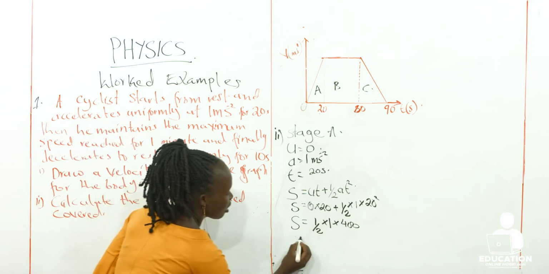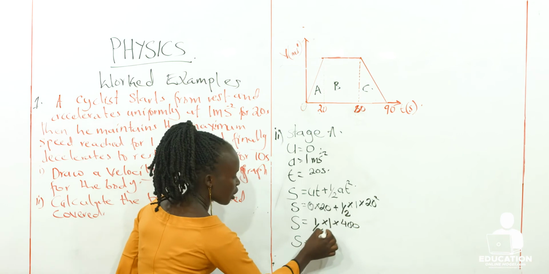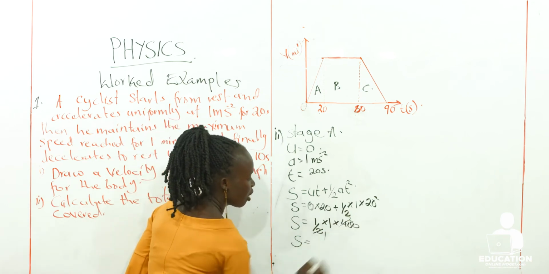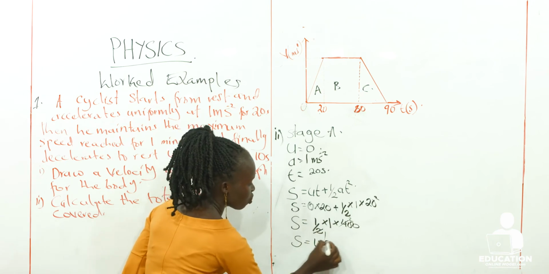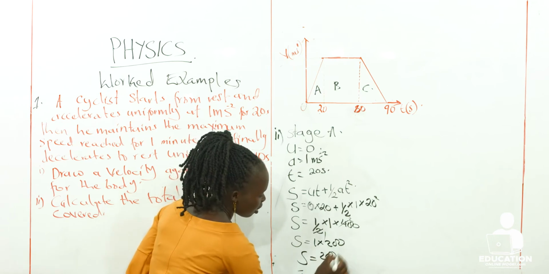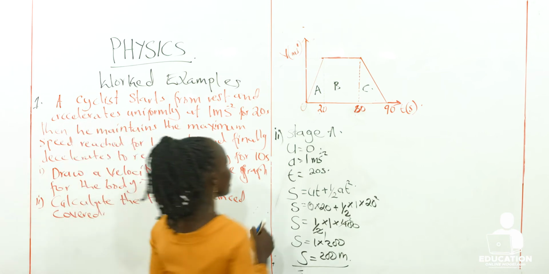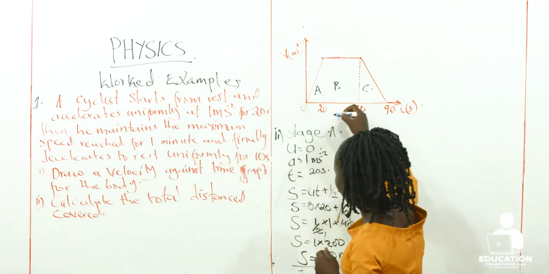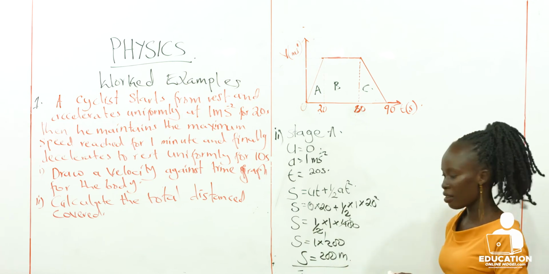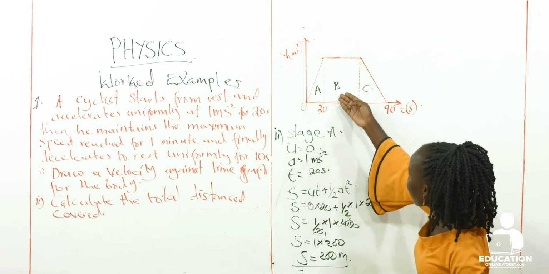So on getting that, we shall have our distance is equal to these two, we can cancel it here by this, which will go here twice. Then if you have 1 times 200, you'll still get your distance as 200 meters. So we are saying that the body covered a distance of 200 meters in 20 seconds.